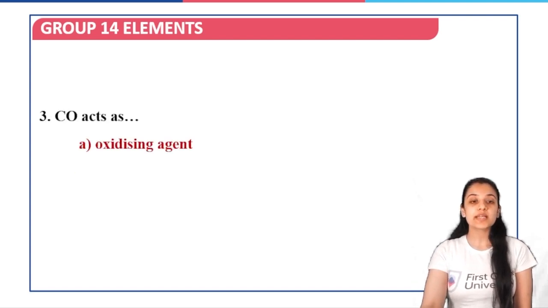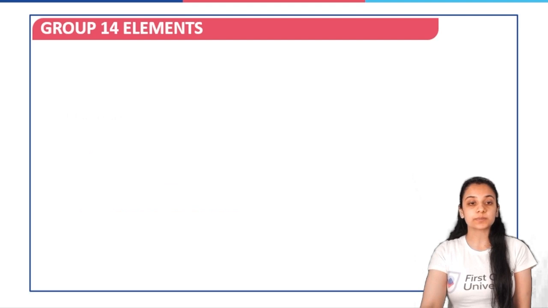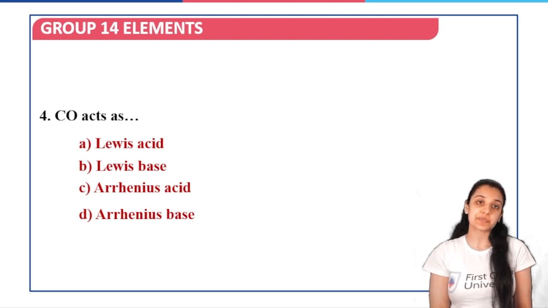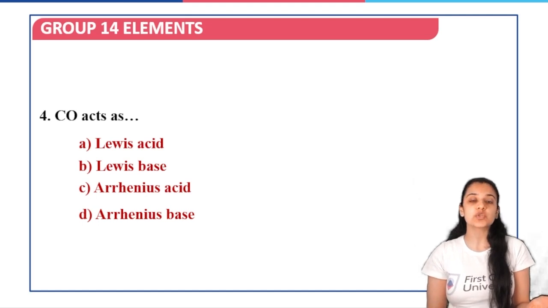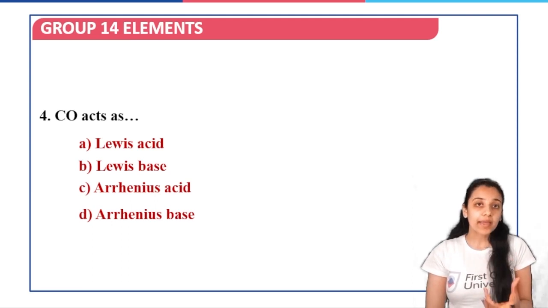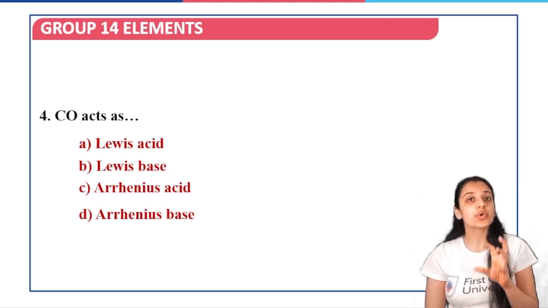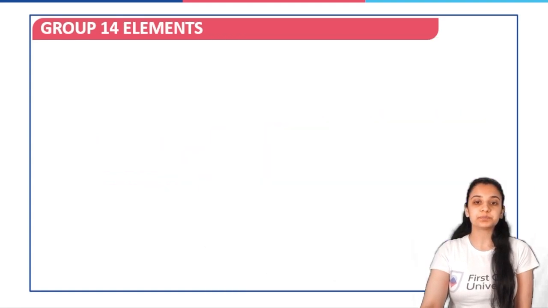Next question is, carbon monoxide acts as oxidizing agent? No, it itself gets oxidized. That means it is reducing the other compound. Therefore, it is acting as a reducing agent. So option B is the correct answer. Next is, carbon monoxide acts as Lewis acid, Lewis base, Arrhenius acid, Arrhenius base. Now you'll say, ma'am, we have not covered this question. We have already covered it in the last 2 slides. We have seen that CO is acting as a donor. Why? Because of the presence of a lone pair of electrons on carbon, making it electron rich, and something that is electron rich is a Lewis base. So option B is the correct answer.